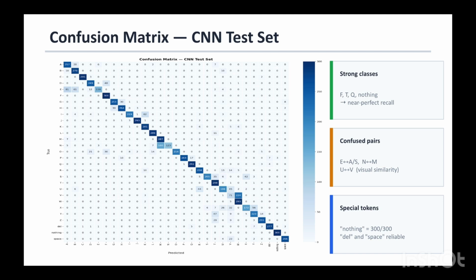The main error cluster: E confuses with A, B, and S. N confuses with M. U and V are mutually confused. All of those share nearly identical finger configurations. They differ only in thumb position or finger spread, which can be lost at 160 by 160 resolution. Understanding exactly where the model fails is as important as knowing it achieves 93%.